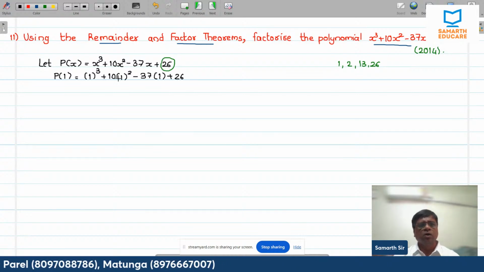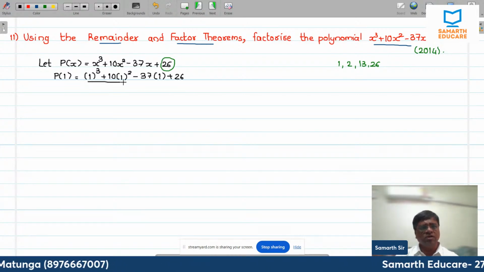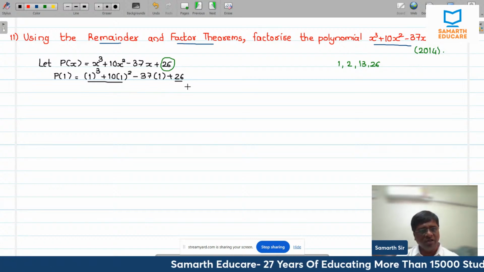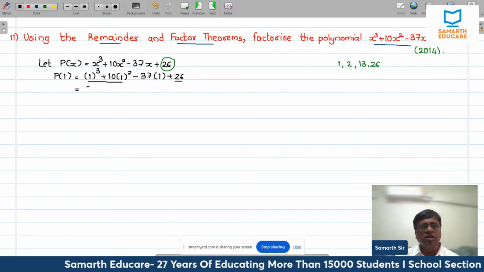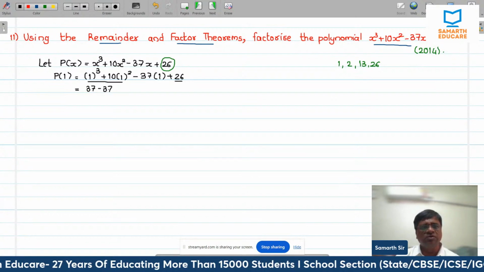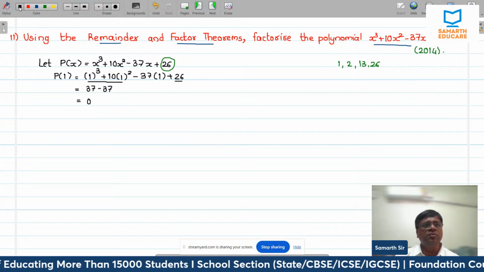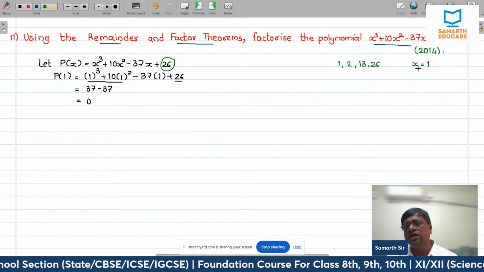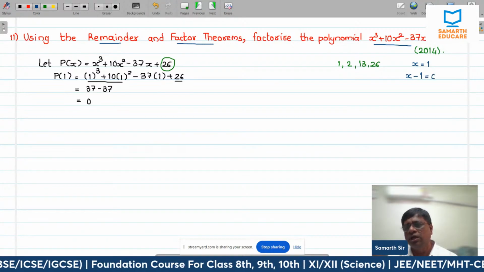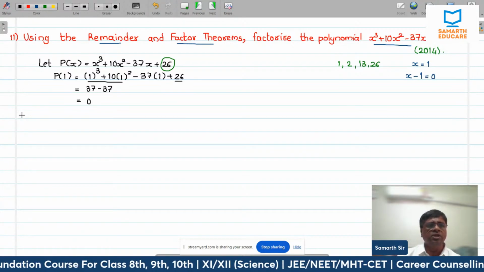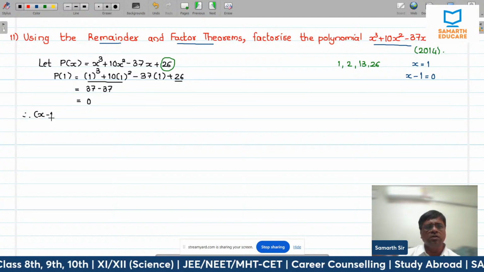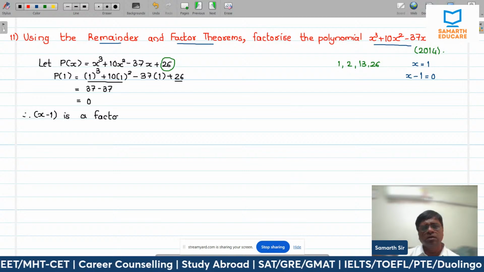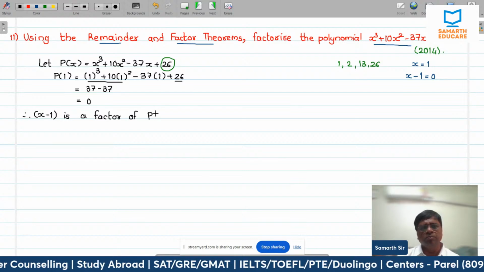plus 26. 1 plus 10 is 11. 11 plus 26 is 37. This is 37 minus 37, which is 0. Luckily, we got the factor in the first attempt. So if the factor is, that means when I take the value of x as 1, I get the factor. That means the factor has to be x minus 1, right? That means x minus 1 is a factor of the polynomial p of x.